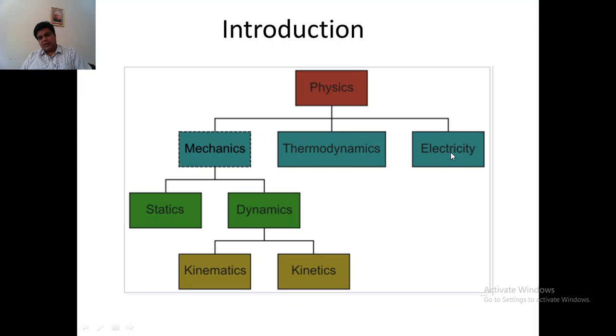Similarly, electricity is also a part of physics, wherein we learn about charges in the material. In this subject we will ignore these two other branches of physics and concentrate only on mechanics. We will try to understand what will happen to the materials when load or force is applied on them.